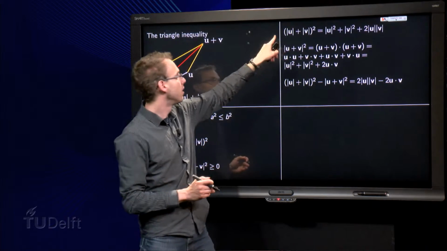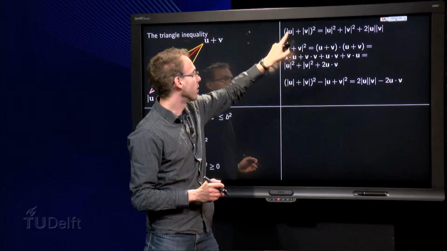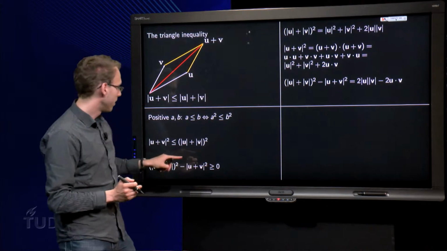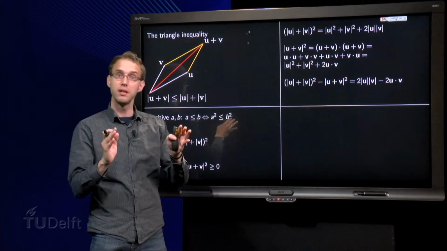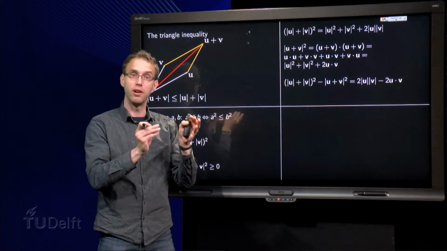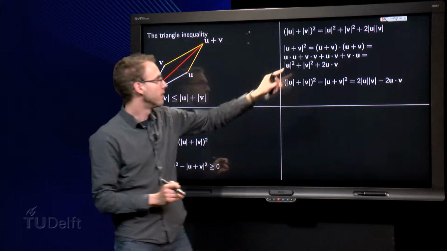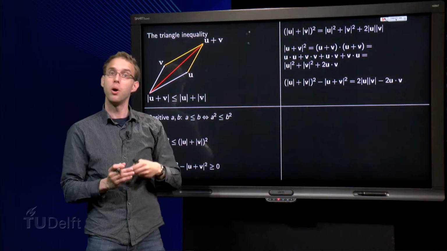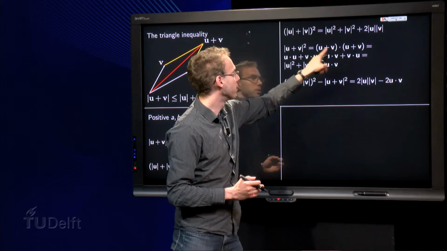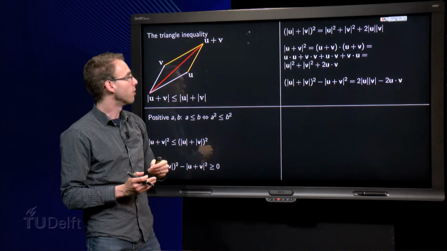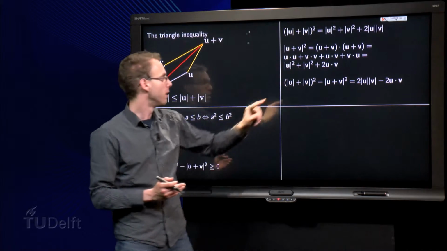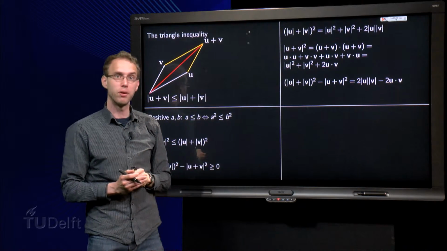Work out the brackets: length of u squared plus length of v squared plus 2 times length of u times length of v. Then we look at length of u plus v squared. That is the inner product between u plus v and u plus v. Work out again the brackets: u inner product u, u inner product v, v inner product u, v inner product v. So what do we get? Length of u squared, length of v squared, plus 2 times u inner product v.